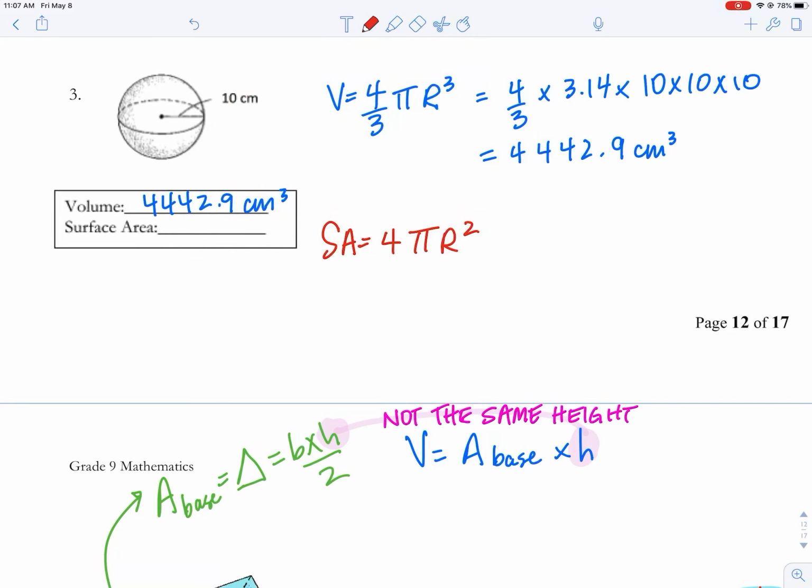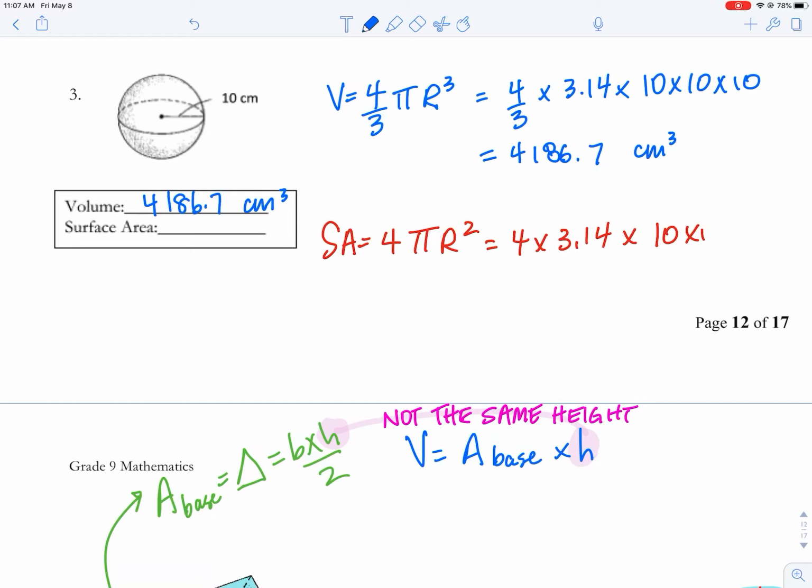For the surface area, it's 4 pi r squared, which is pretty easy. So it's going to be 4 times 3.14 times 10 times 10. Oh, I've made a mistake. I was using old numbers. But this is going to be 4 divided by 3 times 3.14 times 10 times 10 times 10. Apologies. I was going off old numbers. So this one, the volume is actually going to be 4186.7.